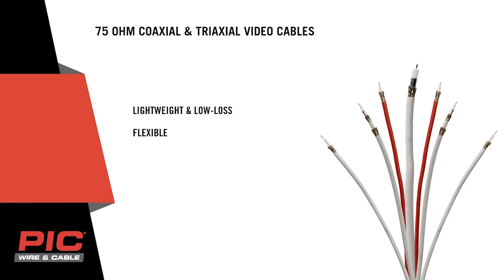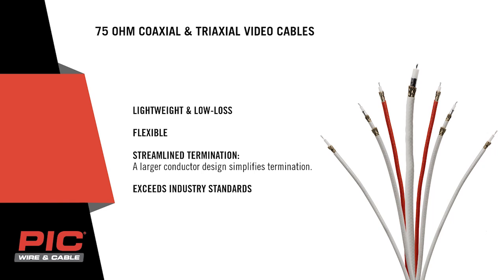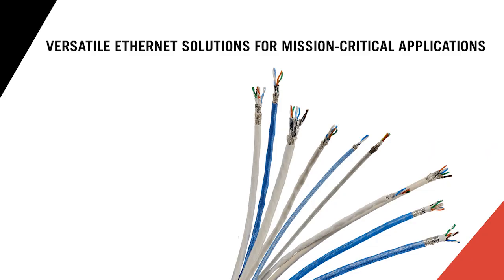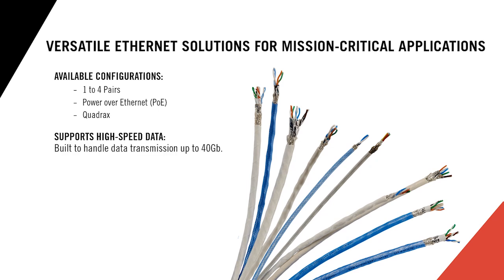We engineered a larger conductor for these cables to streamline the termination process. By exceeding stringent industry standards, they save valuable weight on your missions, simplify routing, and reduce operating costs. Our 100 ohm shielded Ethernet cables are available in 1 to 4 pairs. Power over Ethernet and Quadrax configurations are all built to support high-speed data transmissions up to 40 gigabits, with protocols ranging from Cat5e to Cat8.